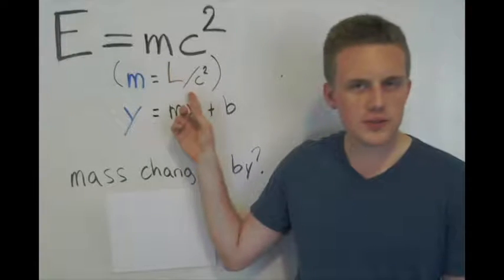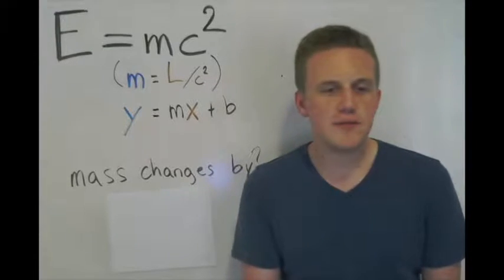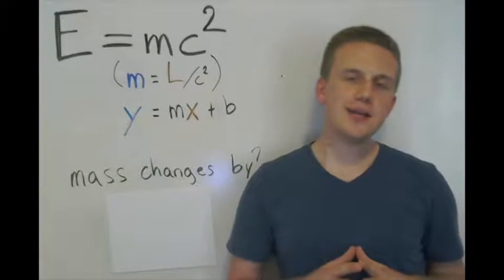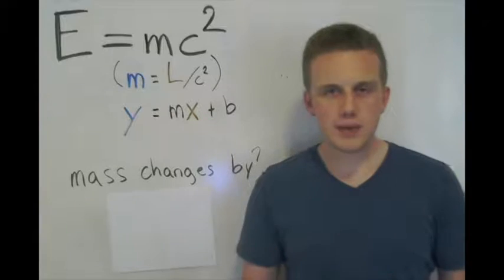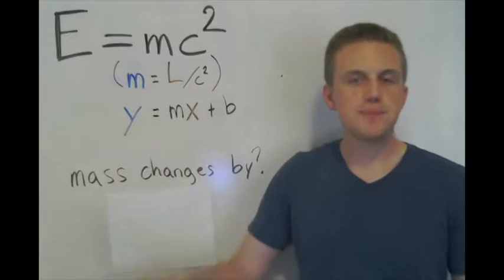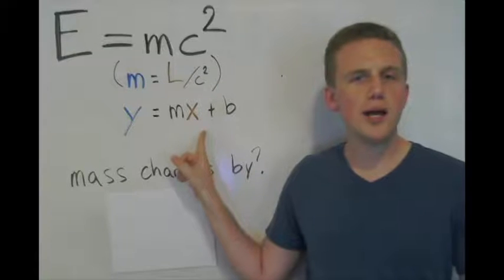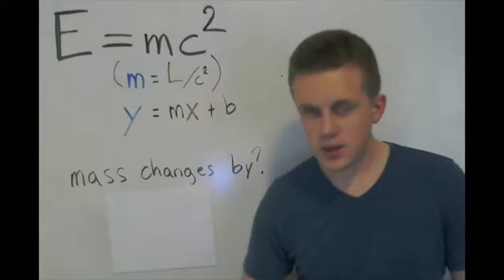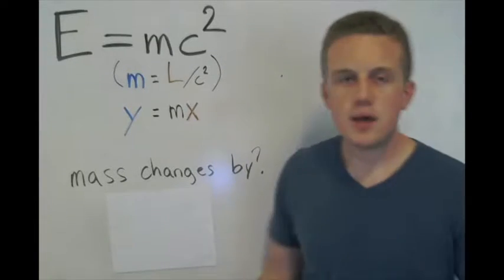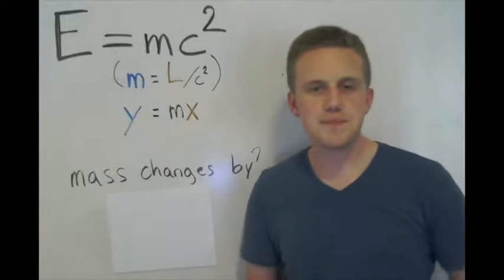M equals L over c squared might look like a complicated expression, but we can interpret it more efficiently by viewing parts as a single entity. The best way to think about it is as a linear function with one input, energy emitted, and one output, mass lost. You're probably familiar with the equation of a straight line, which is y equals mx plus b. We can ignore the constant b and simplify the equation of a straight line to y equals mx.